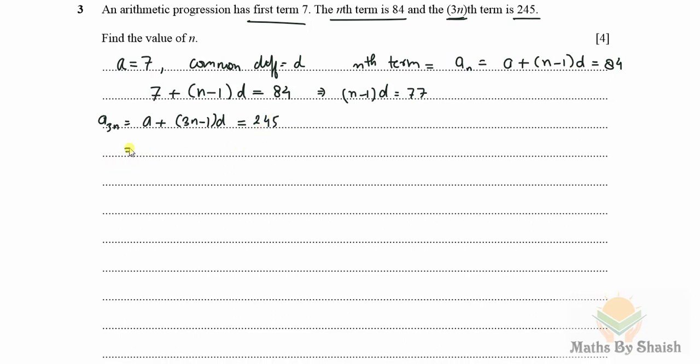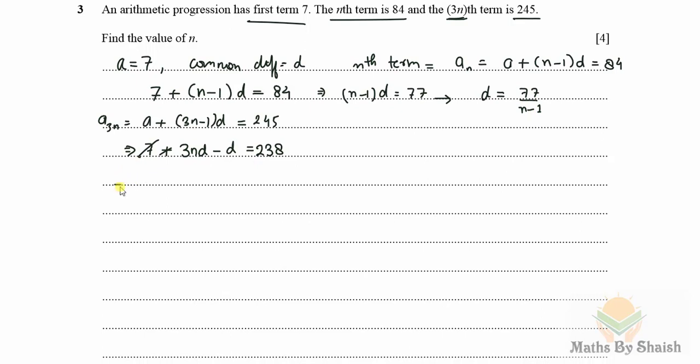So it is going to be 7 + 3nd - d = 245. We transfer it here, so we got this value. We'll solve for n now. So we need to get rid of d first. We get d from the first equation so that we can eliminate it. d from here is 77 over (n - 1).